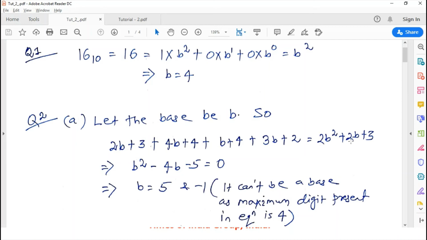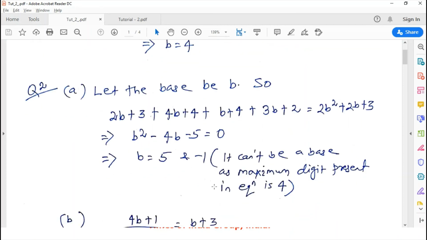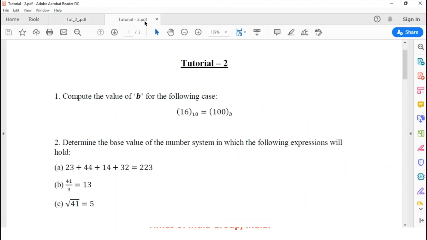Okay, so when you solve this equation, ultimately you will end up with b square minus 4b minus 5 equal to 0. And you will solve this quadratic equation, you will have two values, b is equal to 5 and b is equal to minus 1. Okay, so as we know, a negative value is not possible, we cannot have a number system or a base b having a negative value. So we will retain the value b is equal to 5. That means this entire equation will hold true in base system b is equal to 5. So that is the answer.